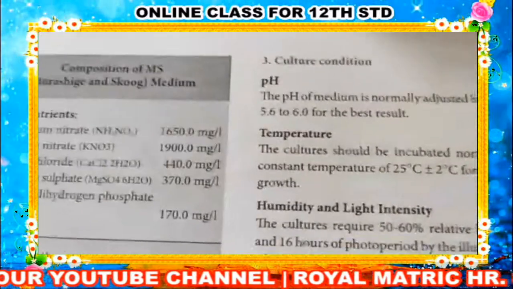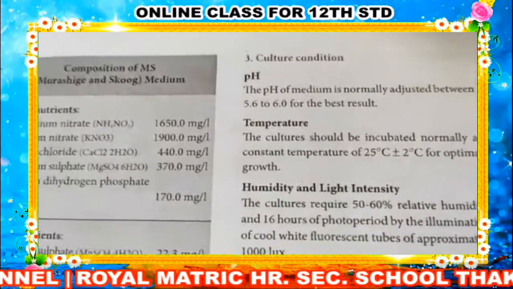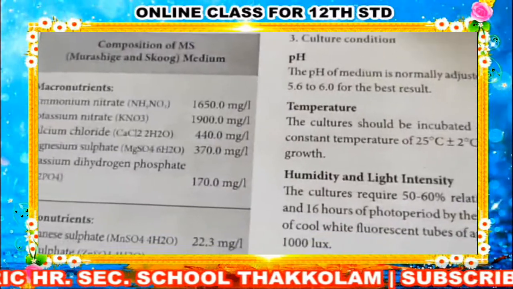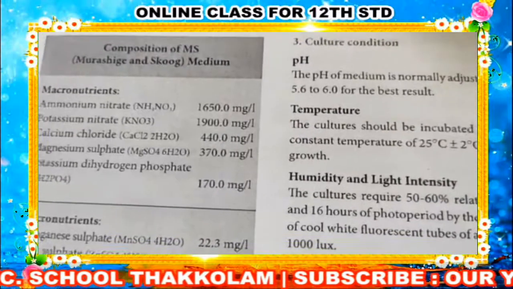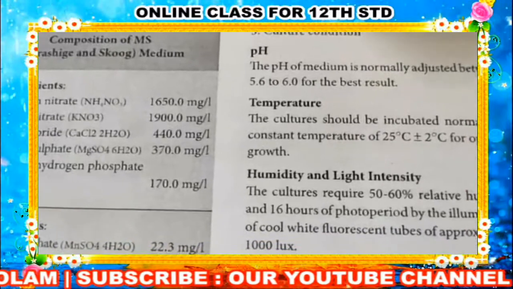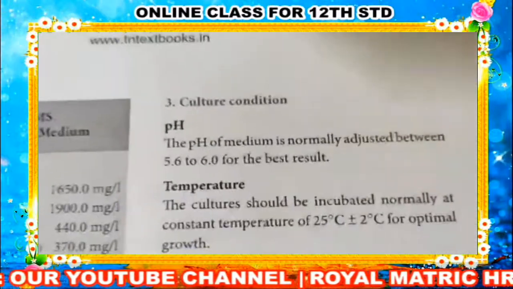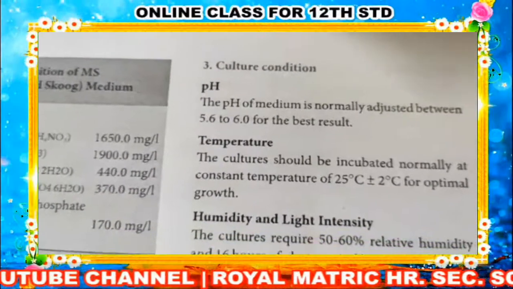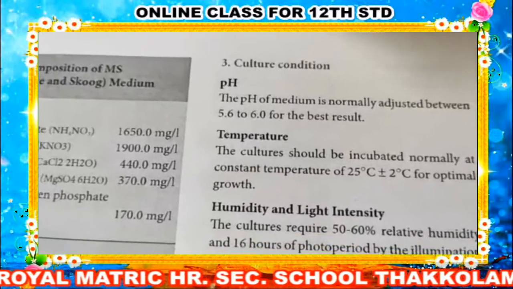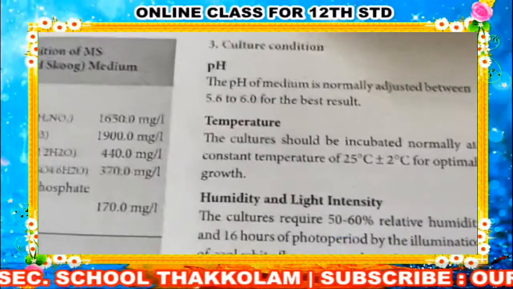Now we will move to the other thing. We have cleaned all the things. Now we will go to the pH. What do you mean by pH? pH is the physical value of the water. If the pH is less than 7, it is acidic. If it is 7, it is neutral. Above 7, it is a base. So the pH of the medium is normally adjusted between 5.6 to 6.0 for the best result. That has to be maintained.